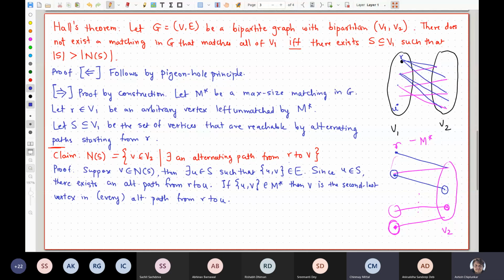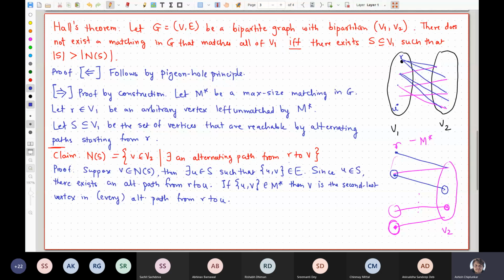Okay, hold on. So V is in NS. UV should not be in the matching, right? Rather than being in it. Okay, did I mess up something? Hold on, let's see what I wrote. Then there exists U in V such that UV is in E, since U is in S.